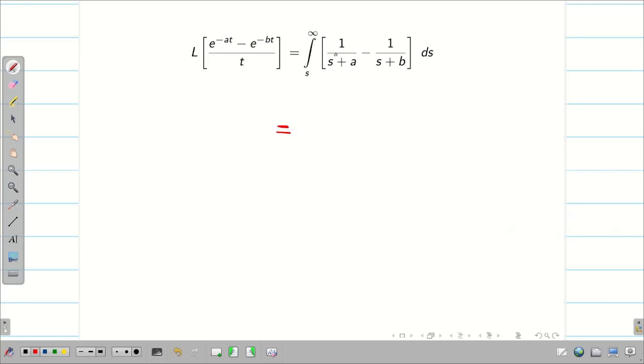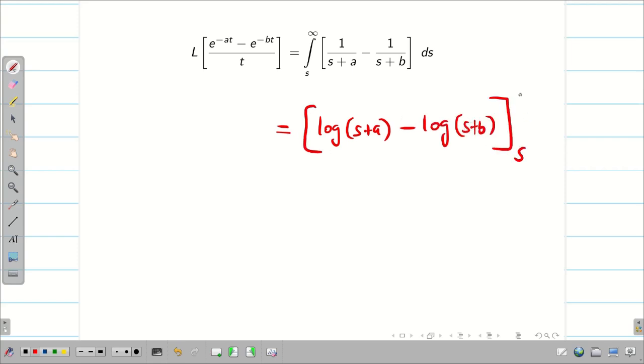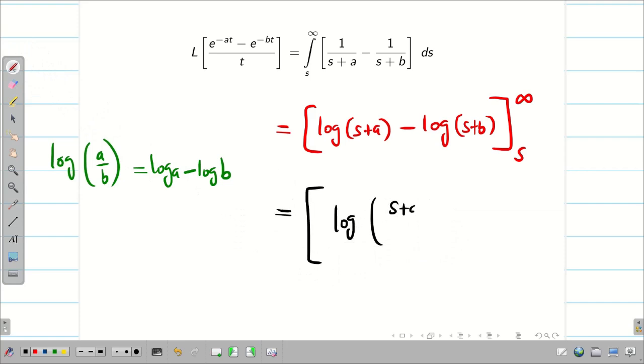Therefore, integration of 1 by s plus a with respect to ds is going to be log s plus a minus log s plus b. The limits are s to infinity. And we know that log a by b is equal to log a minus log b. So we can rewrite this as log s plus a divided by s plus b, limits s to infinity.